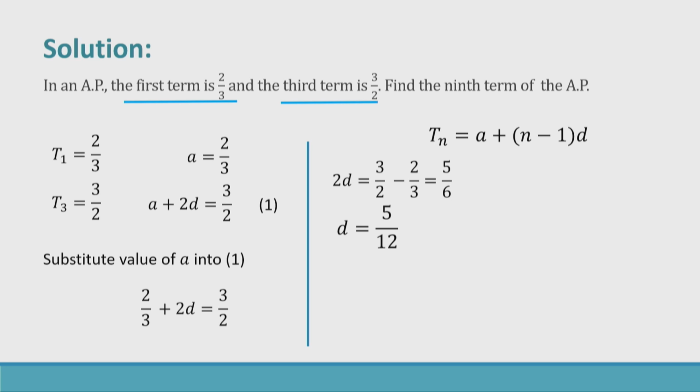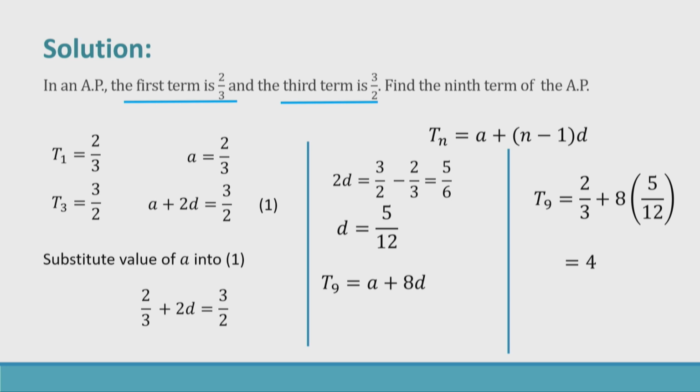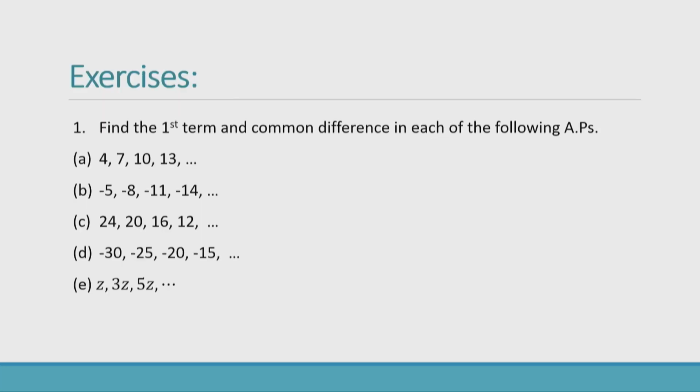Now I need to find the 9th term. So T9 will give me a plus 8d. Replacing the value of a and the value of d into T9, we get 2/3 plus 8 times 5/12, which is equal to 4. So here are some exercises for you to practice on arithmetic progression, finding Tn.